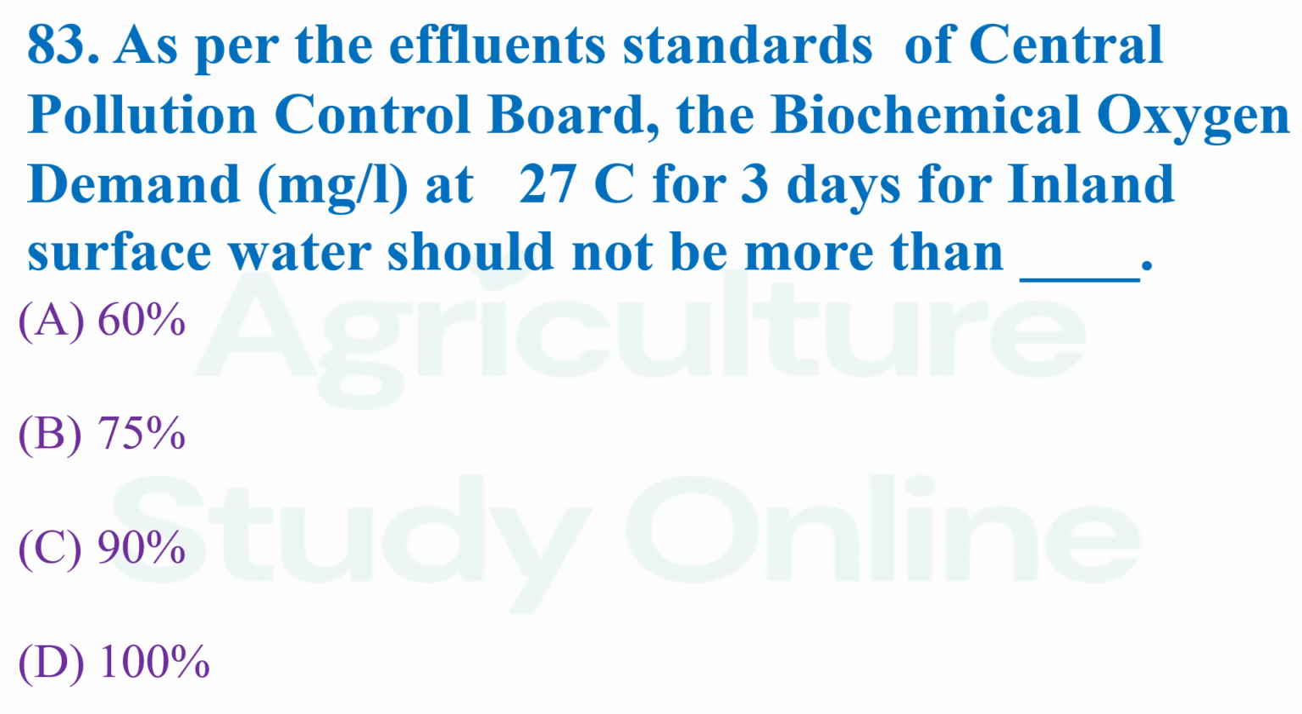Question number 83. As per the effluent standard of Central Pollution Control Board, the biochemical oxygen demand at 27 degrees Celsius for 3 days for inland surface water should not be more than. So this is a concept of CPCB effluent standards, that is BOD removal efficiencies. So as per the Central Pollution Control Board, this BOD at 27 degrees Celsius for 3 days reduction should be at least 90% before discharging. 60% will be too less, means does not meet the environmental standards. So 90% is the correct option, since the standard requirement for the inland surface water discharge ensures adequate aquatic load removal. So correct option is option number C.